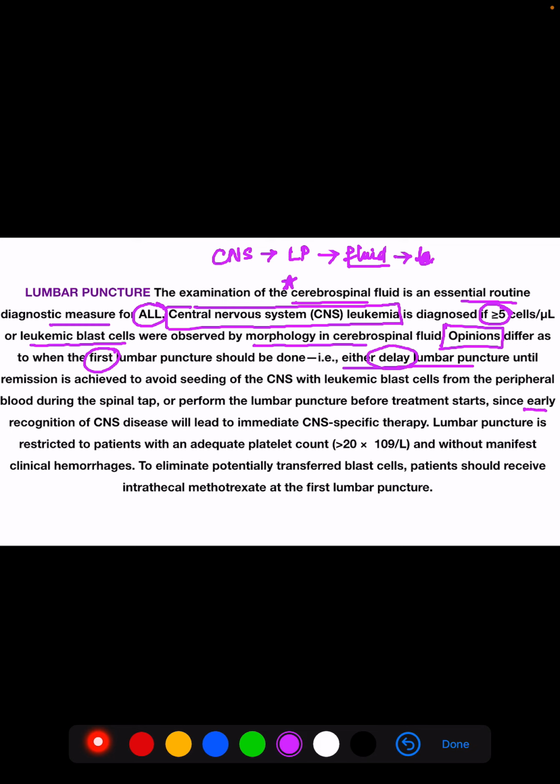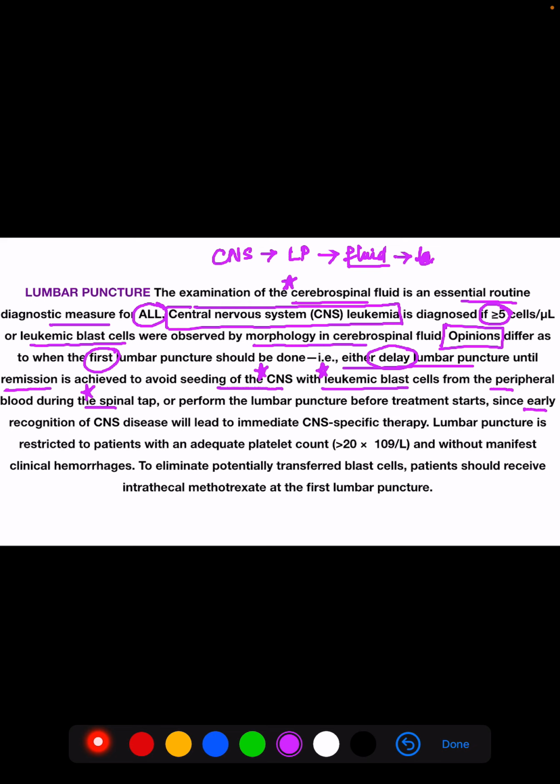Delay lumbar puncture until remission is achieved. Supposing the patient doesn't have CNS leukemia, if you are doing a lumbar puncture, there is a chance of seeding of the CNS with leukemic blast cells from the peripheral blood during the spinal tap.